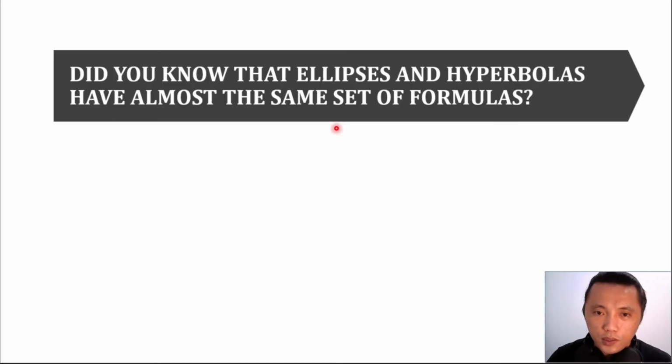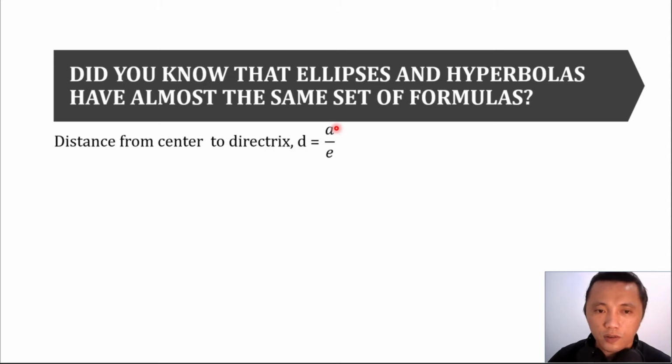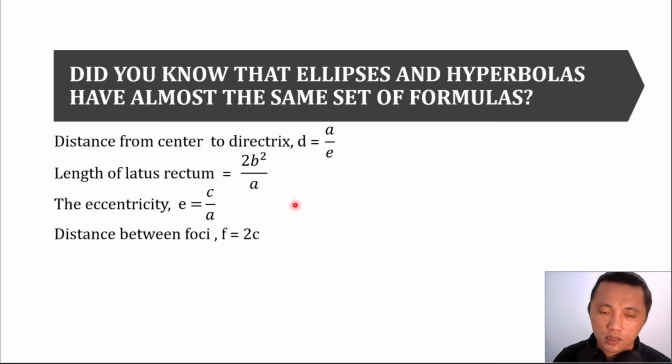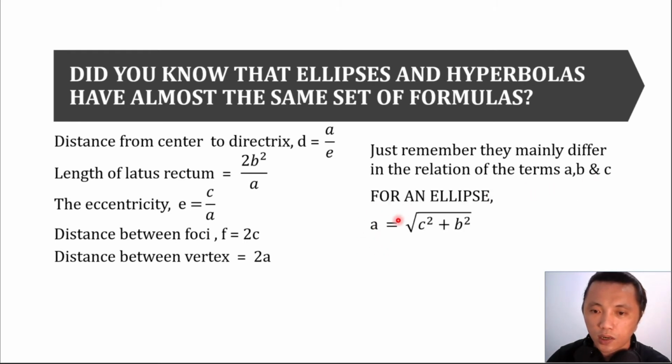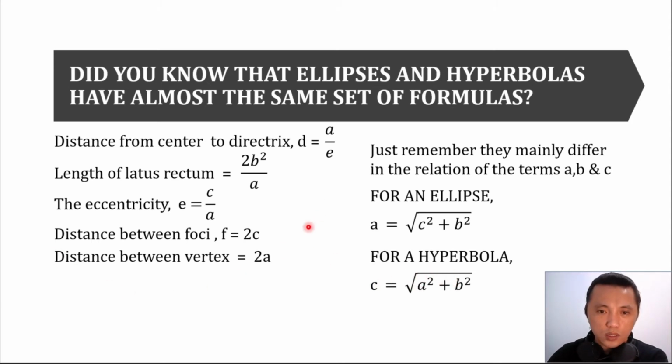Now here's a little tip. Did you know that ellipses and hyperbolas have almost the same set of formulas? You have distance from center to the directrix, the same. Length of latus rectum, the same. Eccentricity, the same. Distance between foci, the same. Distance between vertices, the same. They differ only in the relation of a, b, and c. For an ellipse, a is always greater, so a is equal to the square root of c squared plus b squared. Now for a hyperbola, c is equal to the square root of a squared plus b squared. So again, almost the same set of formulas, and just notice the difference with a, b, and c.